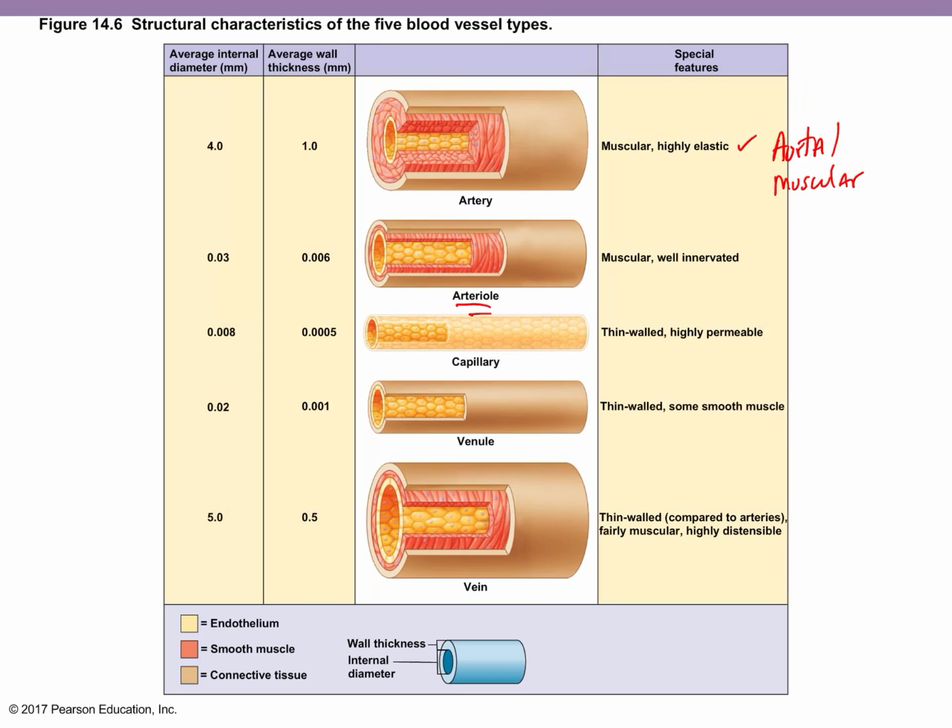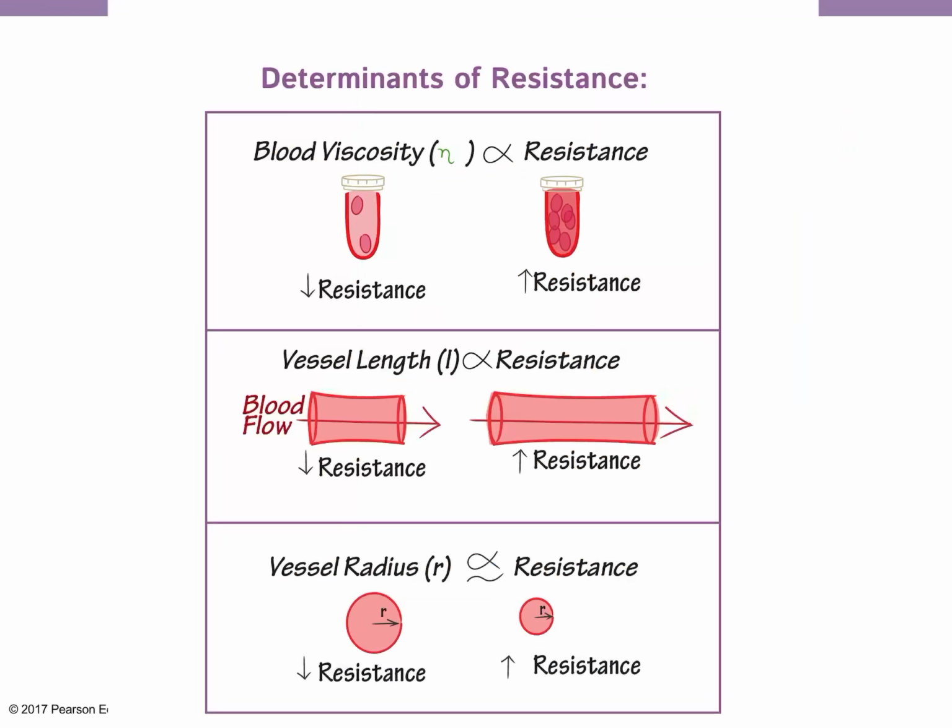The arterioles here are also muscular, but they are going to have a very, very big role in controlling resistance. So they're well innervated because the sympathetic nervous system and the parasympathetic nervous system are going to do a lot of interacting, contacting the arterioles to change the resistance in different areas of the body. We have capillaries, and then we have our thin-walled venules, and then we have our thicker-walled veins.